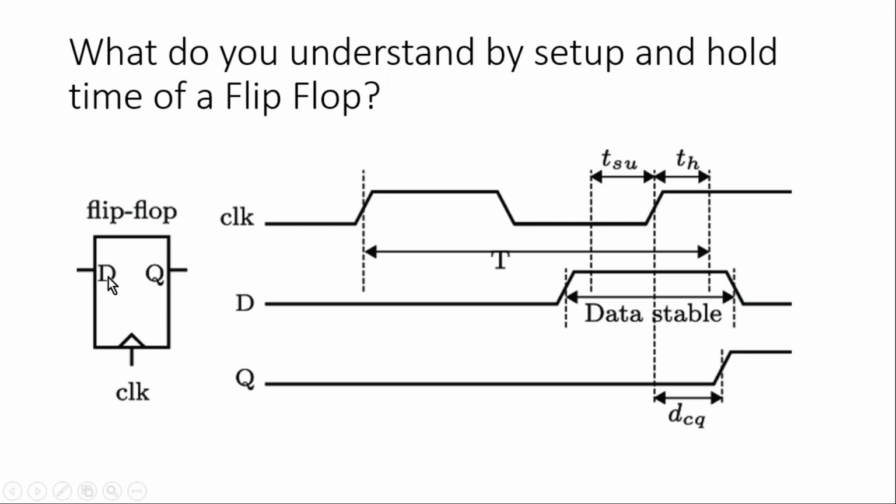This D will pass to Q only when its value is stable for some minimum time before the active edge of the clock. And this particular time is called the setup time of a flip-flop. Similarly, D should be stable even after the active edge of the clock for some minimum time. And this particular time is called hold time. And this hold time is required so that the value of Q can settle to a stable value. And this is how a flip-flop works.